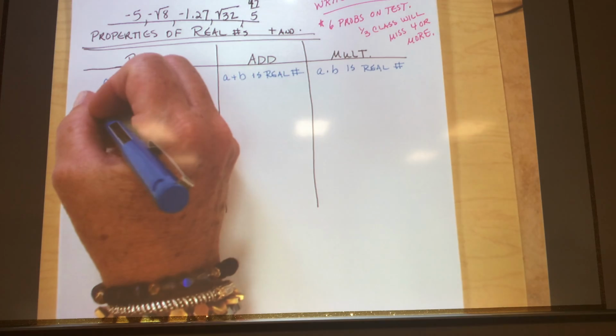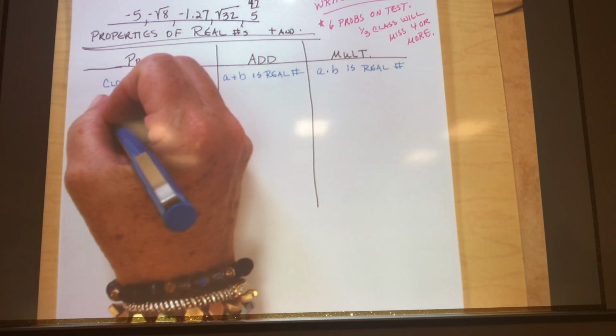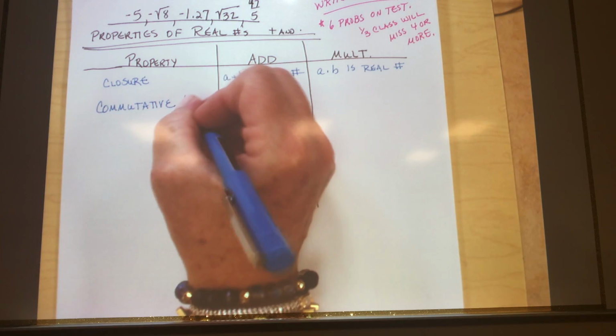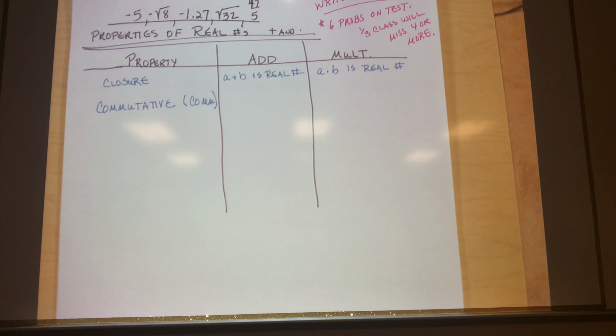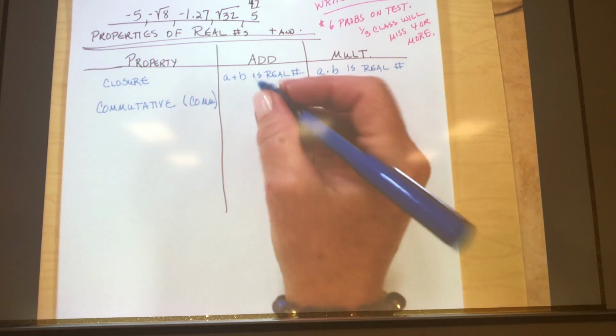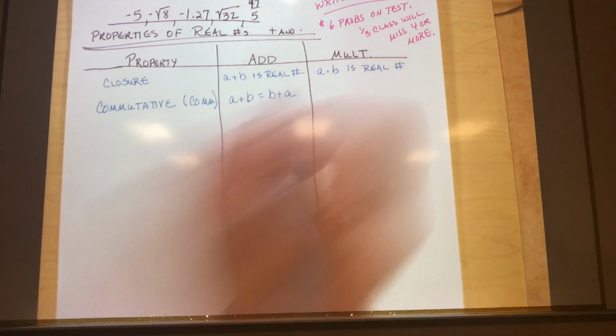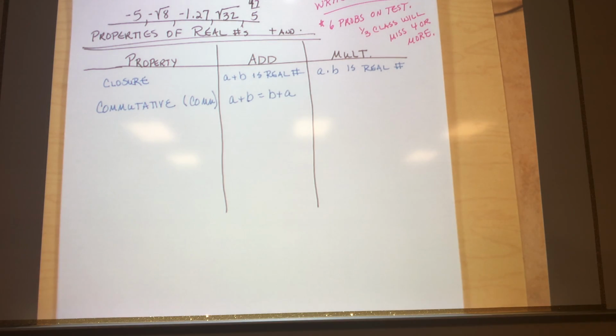Okay, here's the next one. Commutative property. Commutative. It's abbreviated COMM. Okay, it's really commutative, but down here, we don't enunciate stuff very well. We're just worried about saying it as fast as we can. All right, here's what the commutative property of addition looks like. A plus B is equal to B plus A. You see it? 2 plus 3 is equal to 3 plus 2. That's the commutative property.